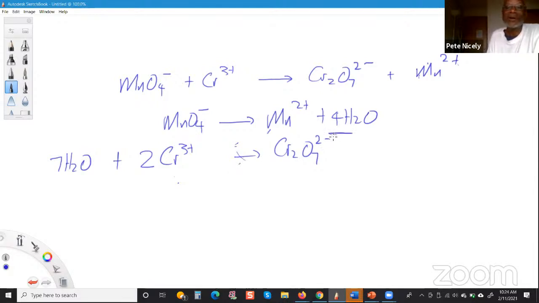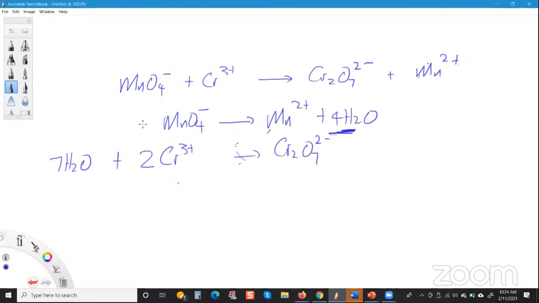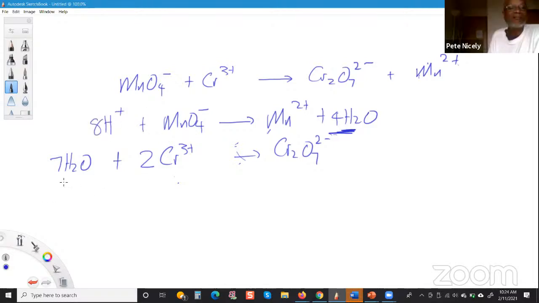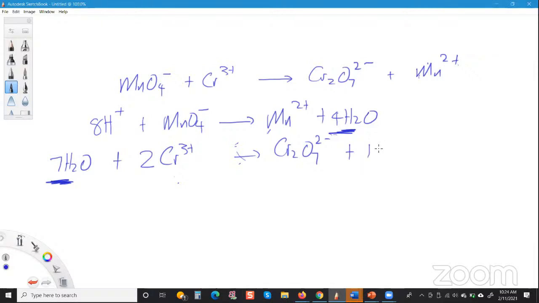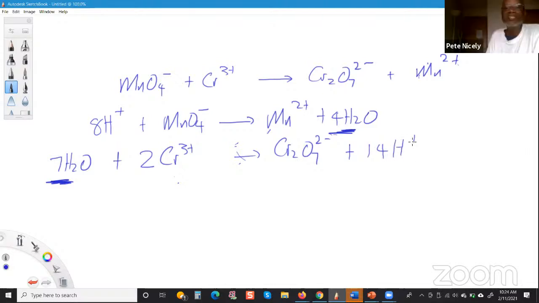We have 4 times 8 hydrogens here. So what do we need to do in order to balance the 8 hydrogen atoms? Put 8 hydrogen ions. And we have 14 hydrogen atoms here. So what do we need to do right here? 14 hydrogen ions. Very good. Right. So now we can balance the charges.